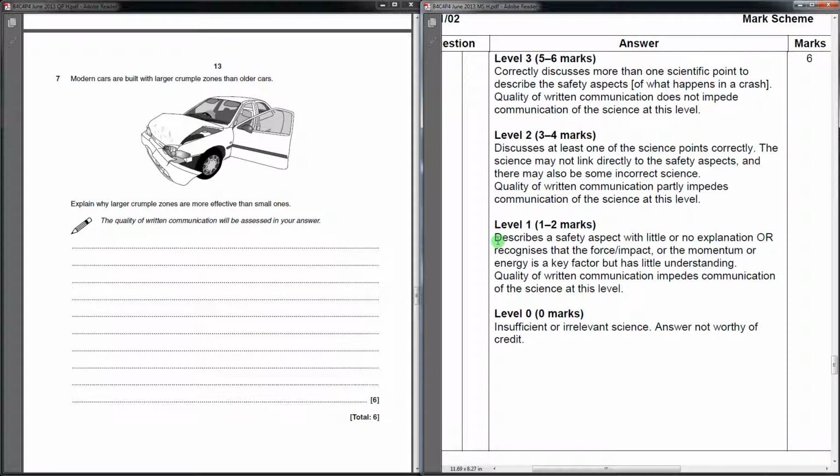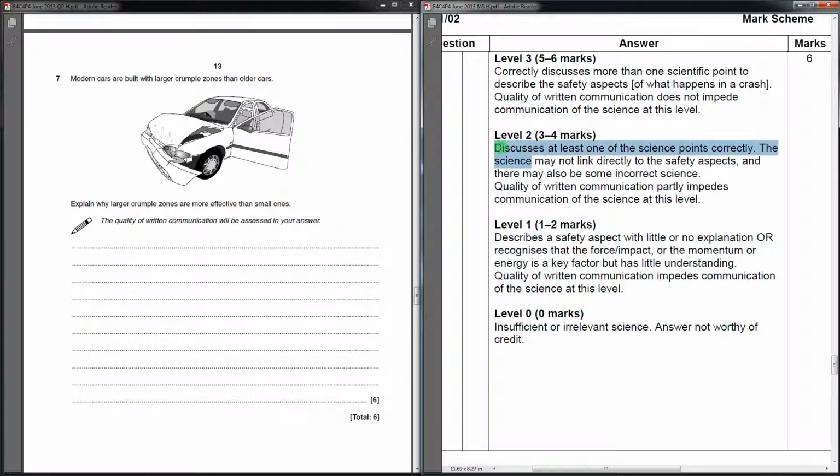So level 1 here, 1 to 2 marks, describe the safety aspect with little or no explanation. Lots of people were at this level. Some of you recognised that force or impact had something to do with it. You talked about the fact that it reduced the risk to the occupants of injury. That's very basic stuff which will only get you 1 or 2 marks.